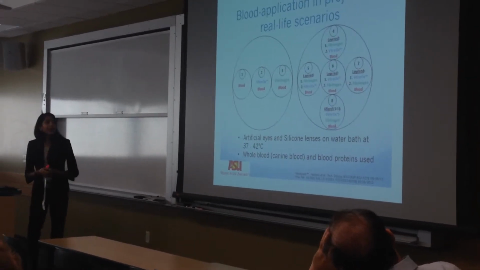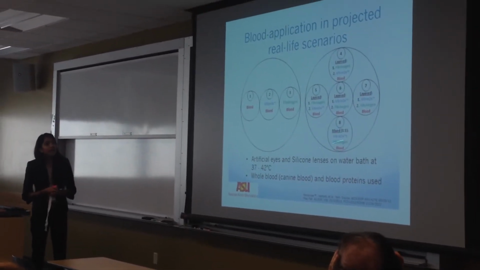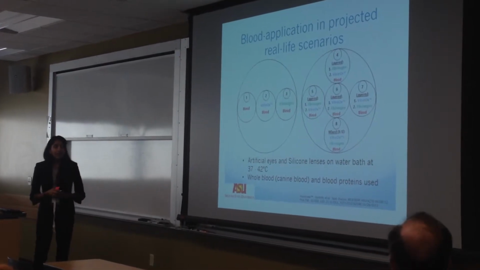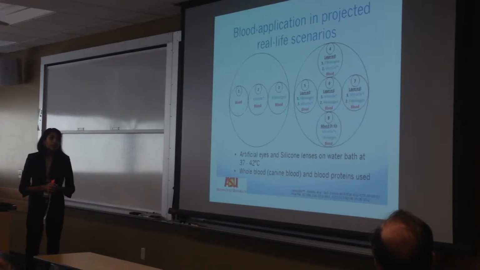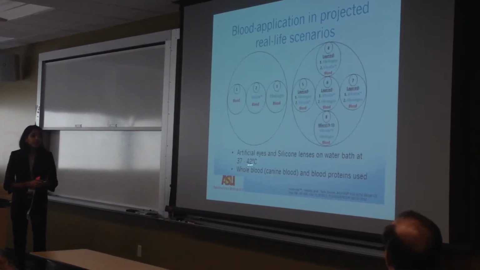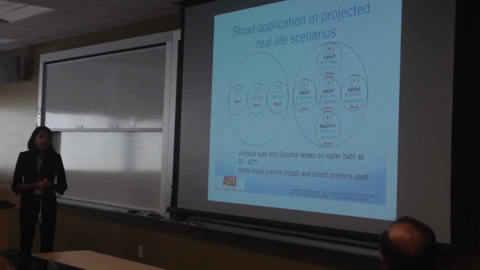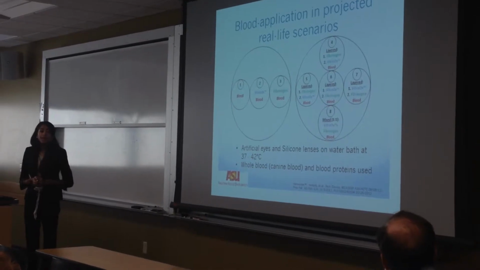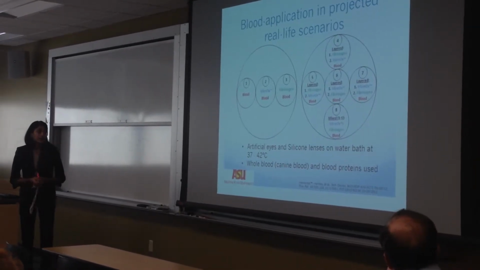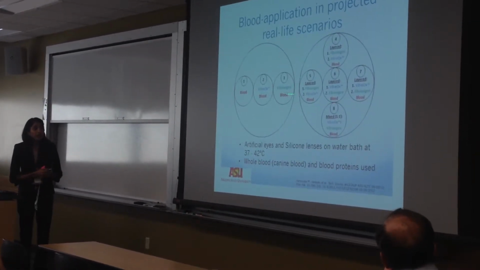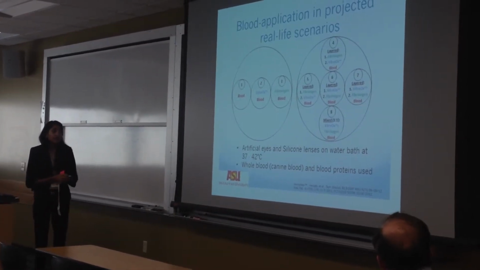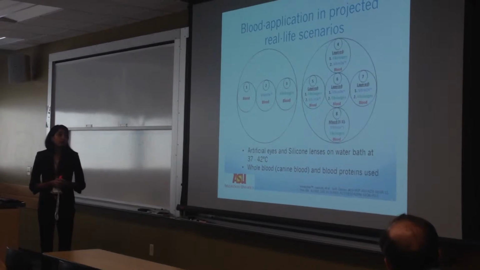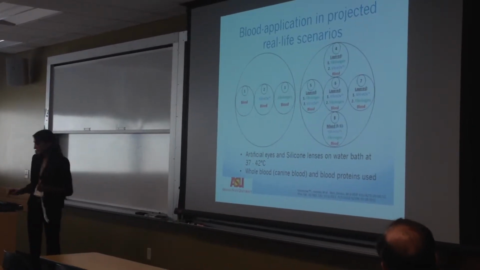This is a schematic of all the artificial eyes. We used 8, and they were separated onto 2 separate water baths. The water baths were heated to 37 to 42 degrees Celsius, which is about the temperature in a standard operating room in a hospital, and this was to achieve the fogging on all the lenses. The blood we used to test the blood evacuation was canine blood.